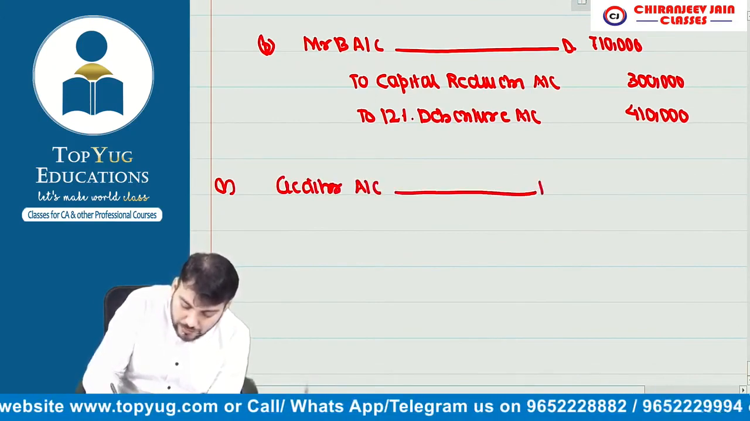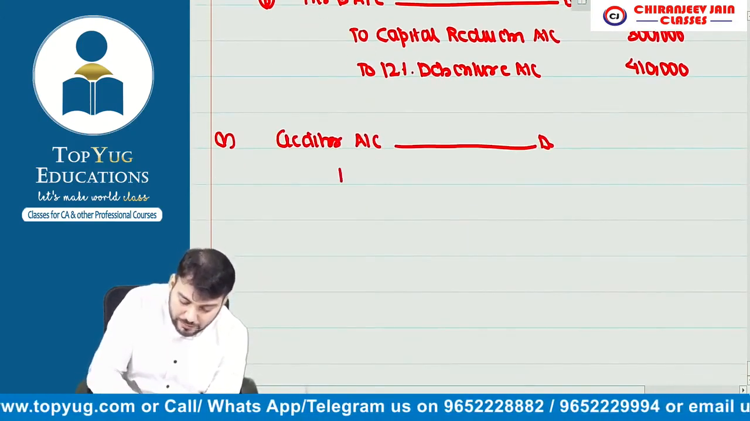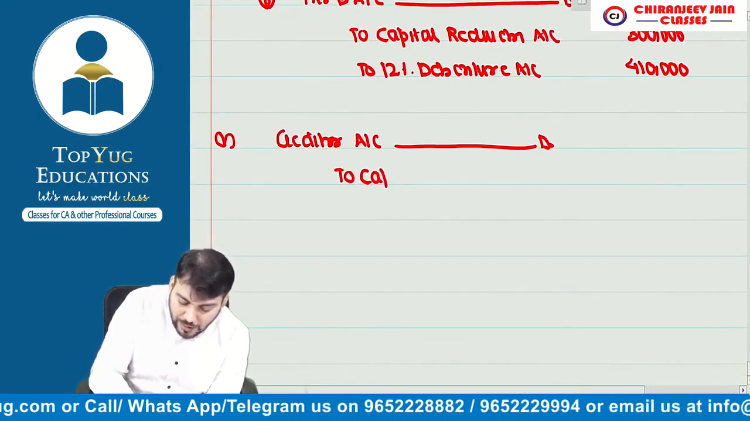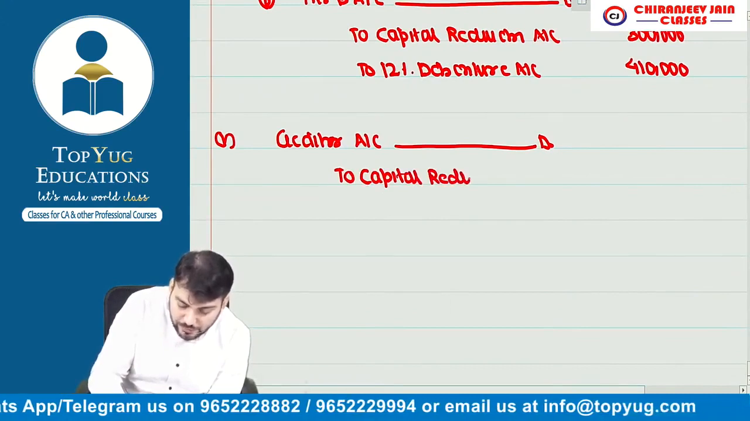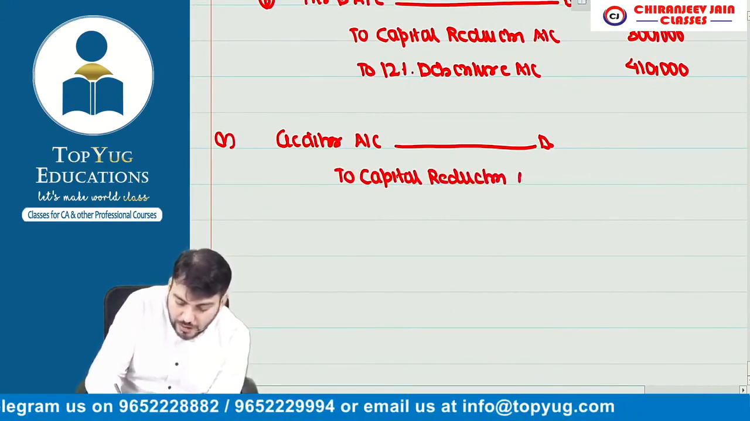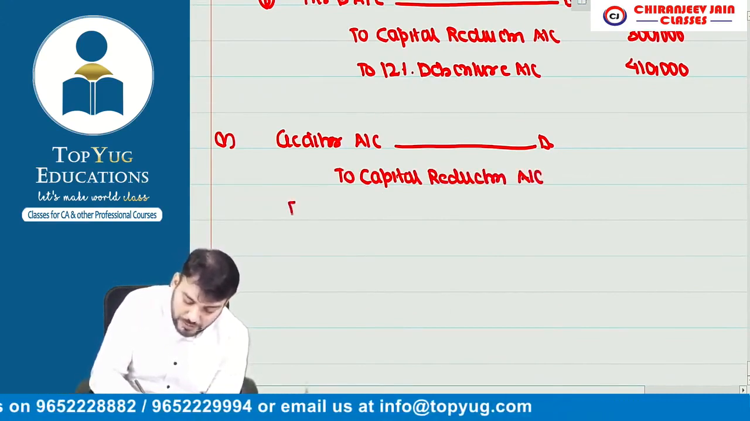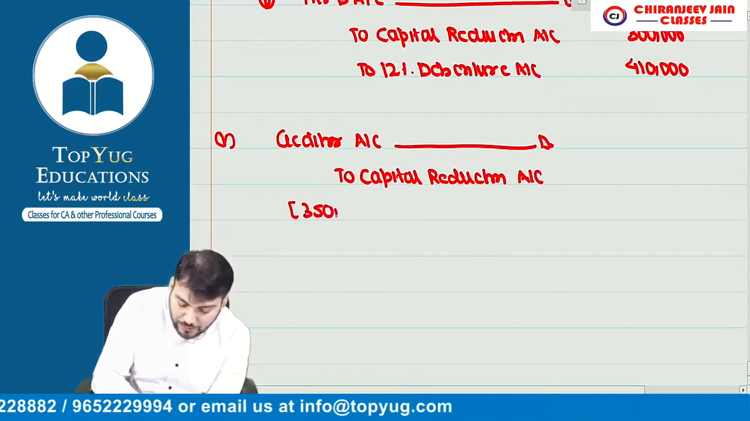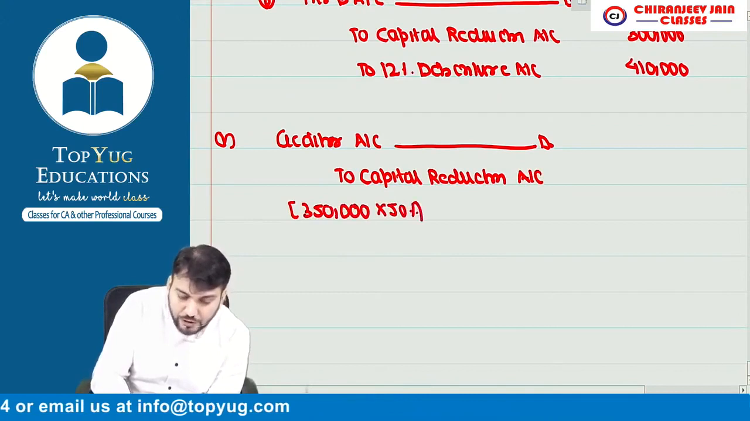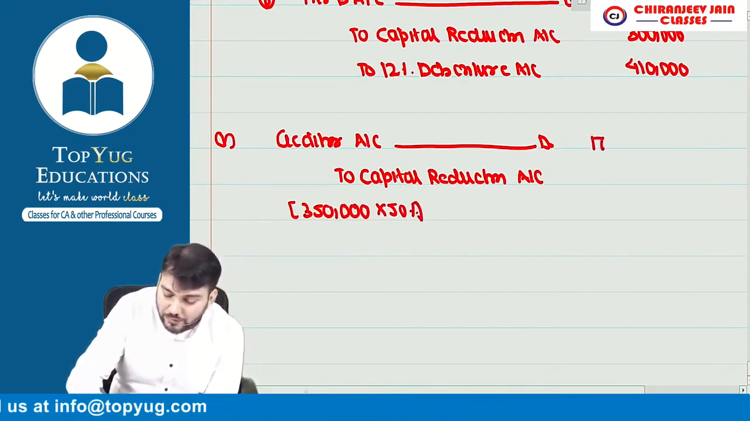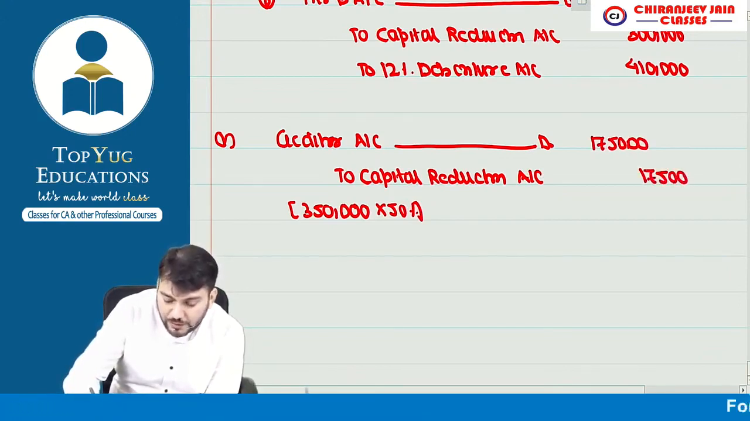Creditor account debit. To capital reduction account. How much? It will be 3,50,000 into 50%. That is how much? 1,75,000. Done. Super easy.